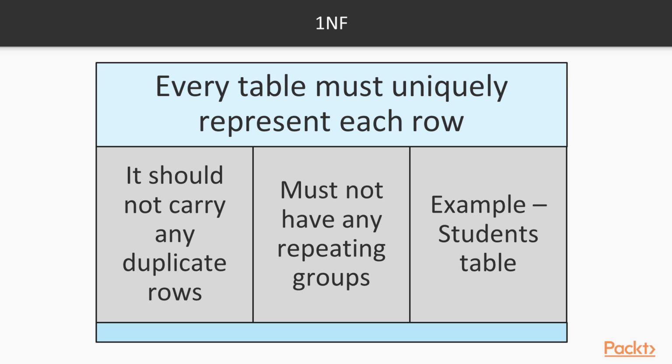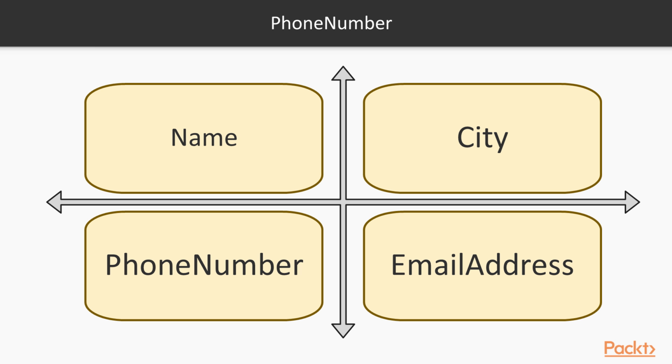So let's talk about the first normal form. Here, every table must uniquely represent each row, not carry any duplicate rows, and not have any repeating groups. For example, a students table with the attributes name, city, email address, phone number 1, and phone number 2. The phone number attributes are a repeating group, and the table should consist of 4 columns, that is name, city, email address, and phone number.